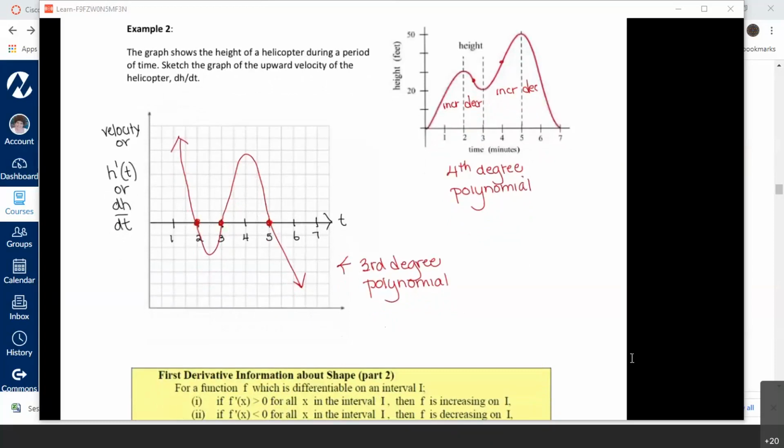So that's an additional sanity check, that it looks third degree. The derivative, h prime of t, looks like a third degree polynomial. That's a sanity check. So if you're having trouble drawing, look at it and say, hey, this looks like fourth degree, so this should look like third degree. That might help you draw it better. Use all of the information you have.